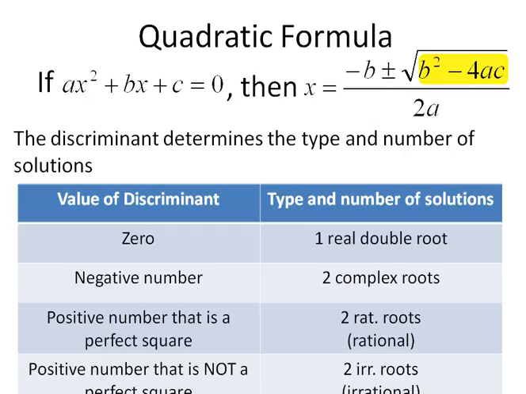If the value is 0, then you have one real double root. If the value is a negative number, you have 2 complex roots. If it's a positive number that is a perfect square, you have 2 rational roots. And if it's a positive number that is not a perfect square, then it's 2 irrational roots.